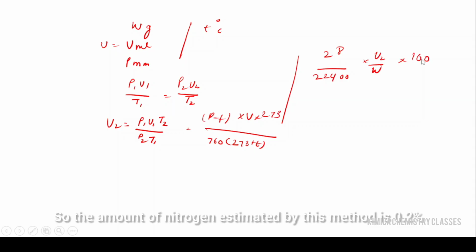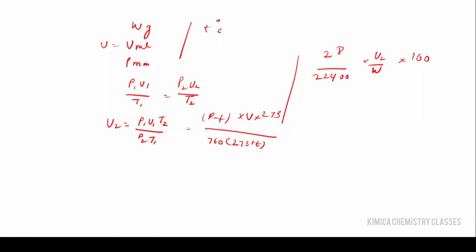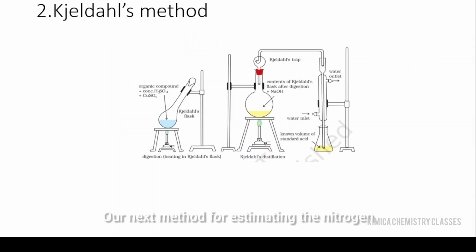So the amount of nitrogen estimated by this method is 0.2% higher than the actual quantity. This is because a small amount of air is entrapped in the copper oxide and gets deposited in the nitrometer. Our next method for estimating nitrogen is the Kjeldahl method.